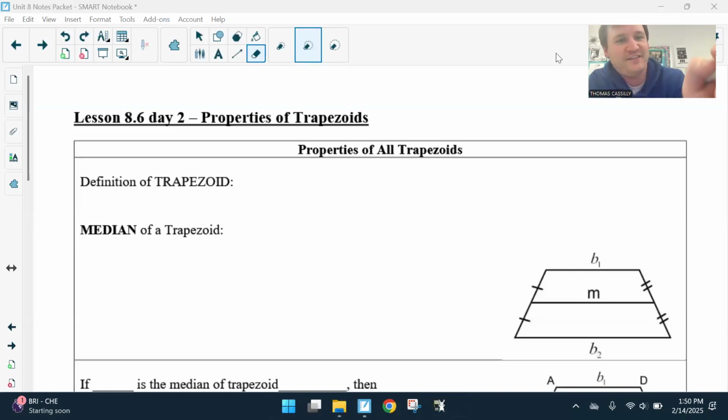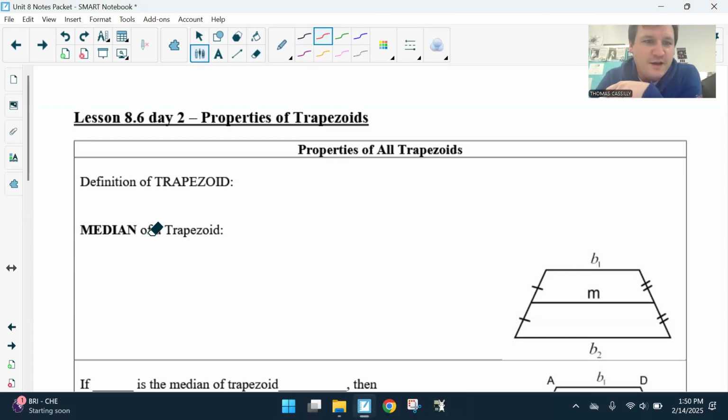Here we go, 8.6, day two, take two, because I didn't like the first video. So we're going to try it again. All right, we're going to talk about trapezoids this time. So, what is a trapezoid?